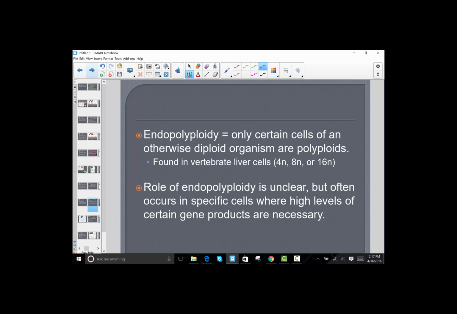Now, if you think about it, the liver is responsible for cleaning a lot of things out of our system. And so there may be times when you have to have lots and lots of one particular type of product that's produced. So if you have more of these genes available, if you have more chromosomes available, you have more product, or more potential product available as well. So this is definitely a good thing, especially within the liver itself.